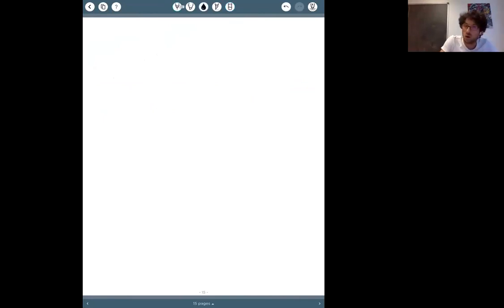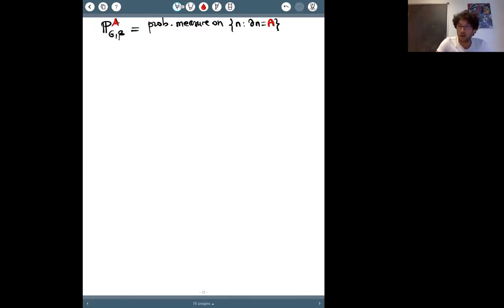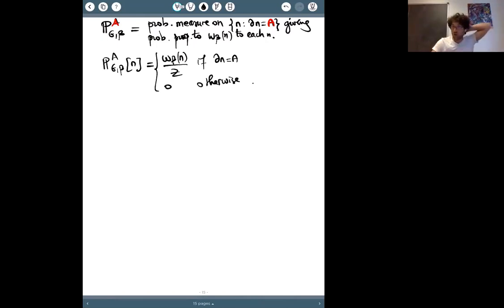I'm gonna introduce a measure. So let's call it P^A G beta, okay? This is the probability measure on the set of N such that the set of sources is A. So this here is why I have this superscript A, giving probability proportional to W beta of N to each N. Okay, so another way of saying is that P^A G beta of N is just W beta of N divided by Z if the sources is A and it's zero otherwise. Okay, that's just a notation.